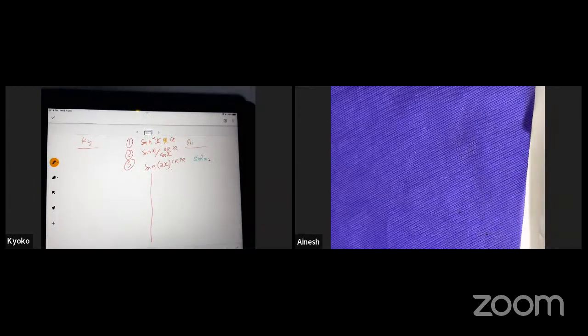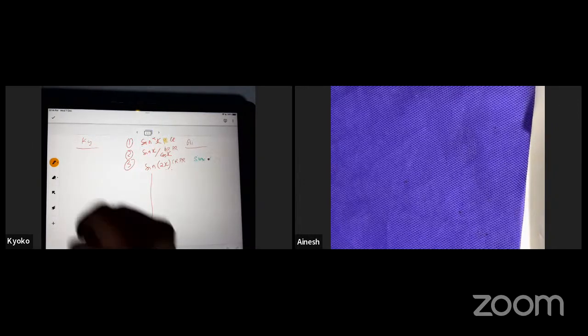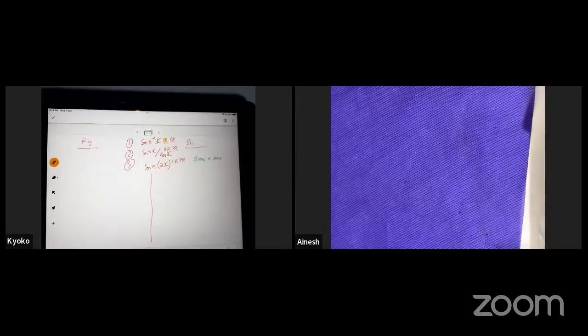Right. So a word of advice, if you want to use product rule, set up the question so that it looks suitable for product rule. For example, scenario 1, you want to apply product rule. Sine square x is not suitable for product rule. You should rewrite it as sine x times sine x. Then it is very suitable for product rule. Do you understand what I'm saying, Kyoko and Ainesh? Yeah, you must set it up for yourself. I mean, the question is not going to do that for you, right?